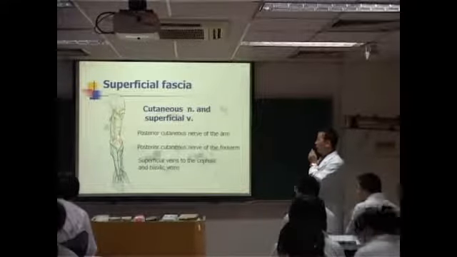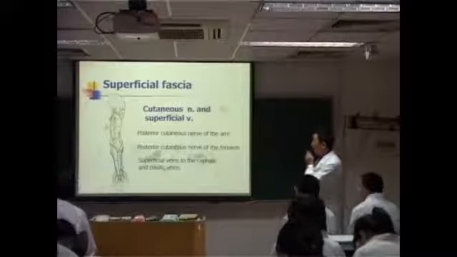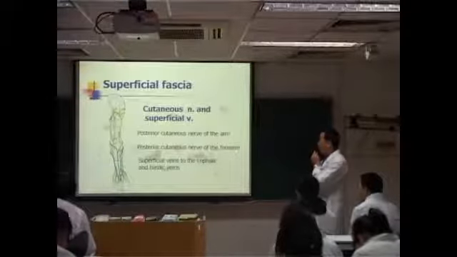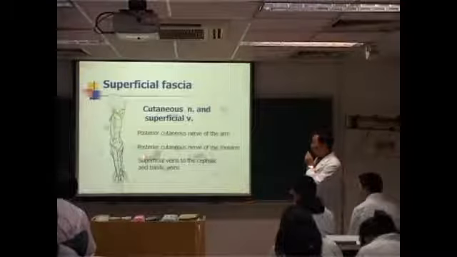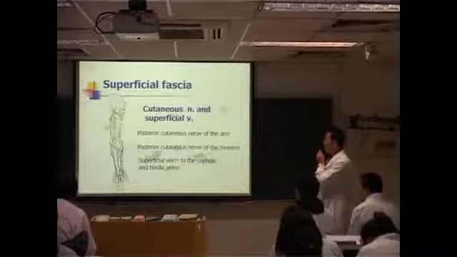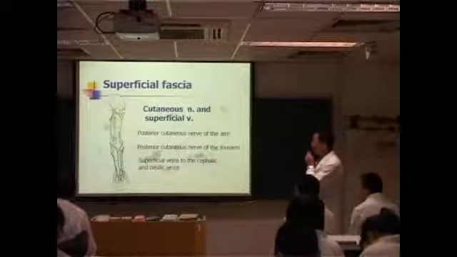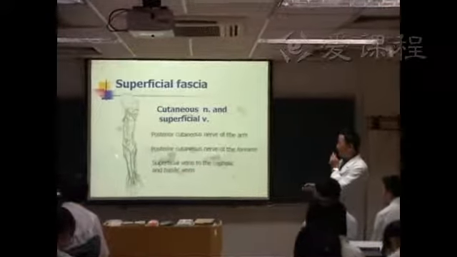on the posterior aspect of the arm. They are beside the posterior cutaneous nerve of the forearm. You can find the superficial veins, the cephalic and basilic veins, like this.